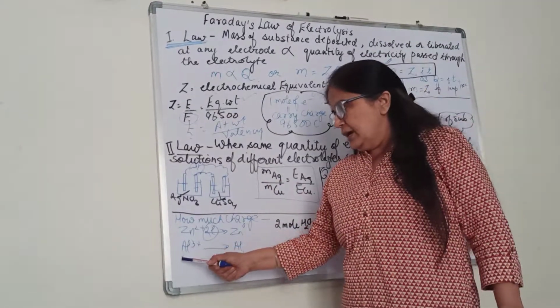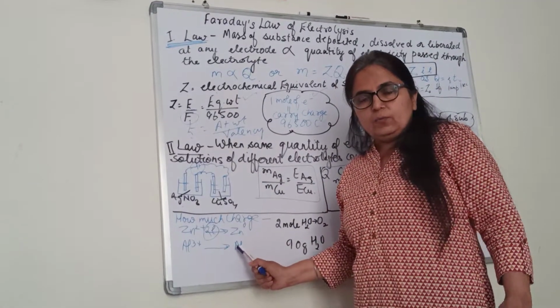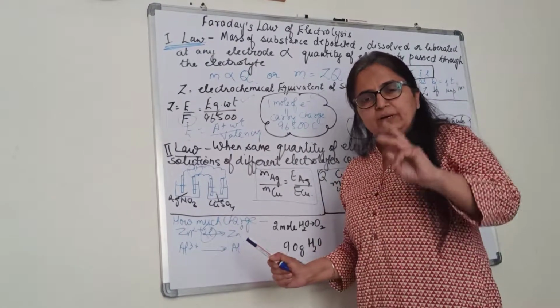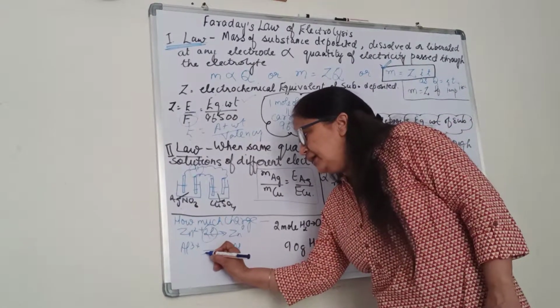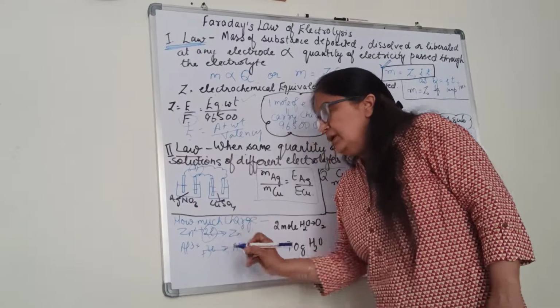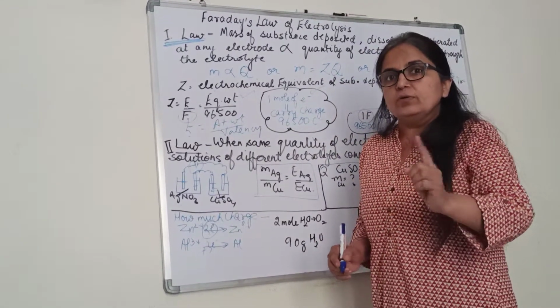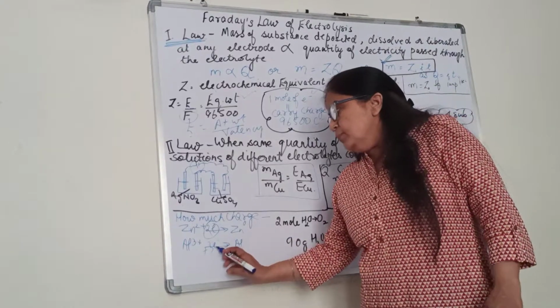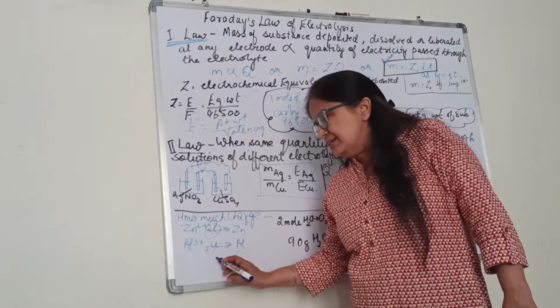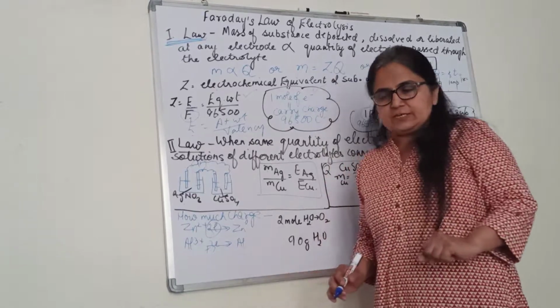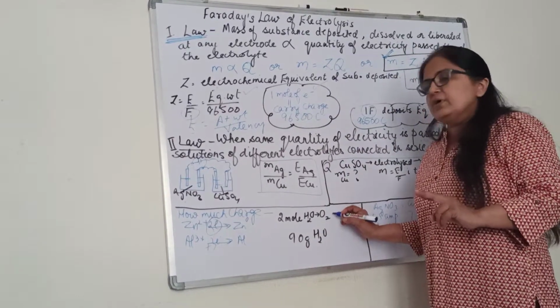Likewise you see Al3+ to Al. What is the change in the oxidation number? 3. So you will be adding 3 moles of electrons. It appears it is 3 electrons, actually it is 3 moles. Don't confuse here. 3 moles of electrons. So how many Faradays are required? 3 Faradays in this case. See, you will also come across this.